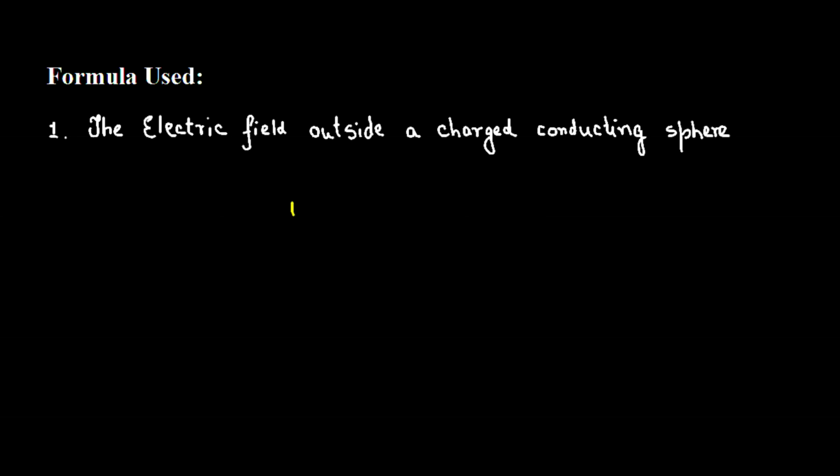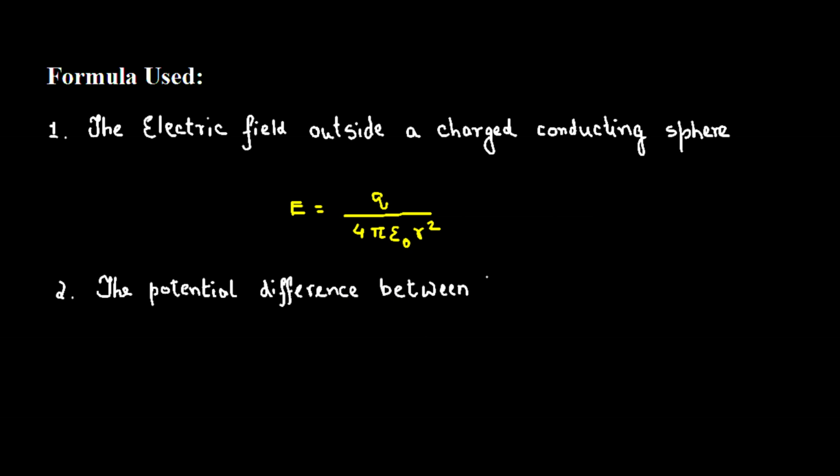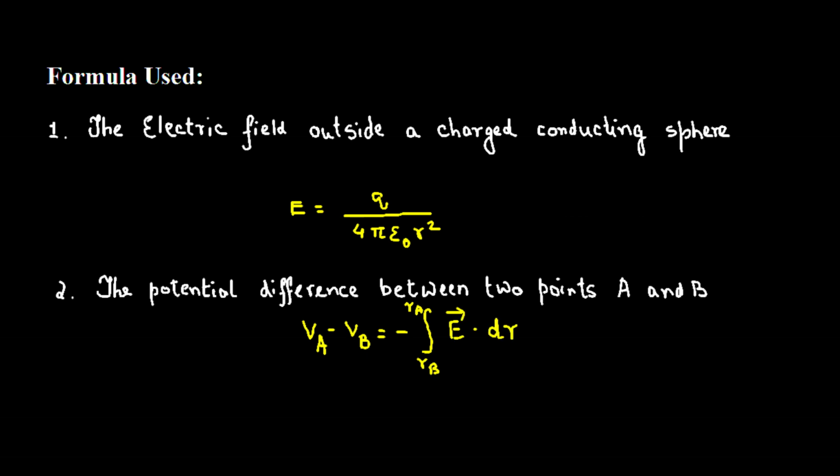The electric field outside a charged conducting sphere is given by E equals Q over 4 pi epsilon naught times R squared. Number 2. The potential difference between 2 points A and B is VA minus VB, which equals negative the integral of E dotted with dr vector with limits going from RB to RA. Number 3. Definition of capacitance. C equals Q over delta V.